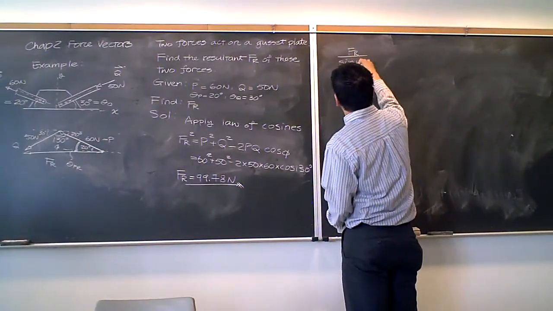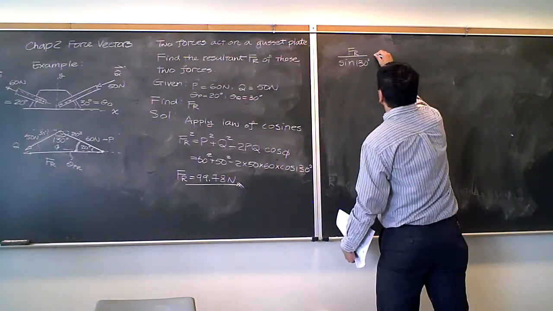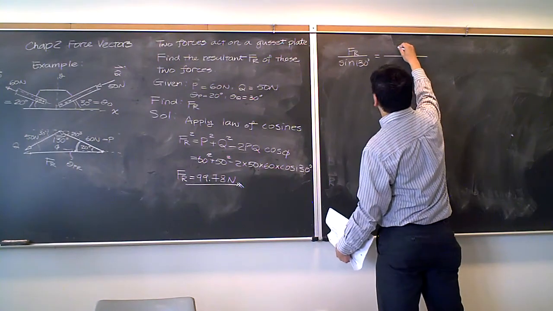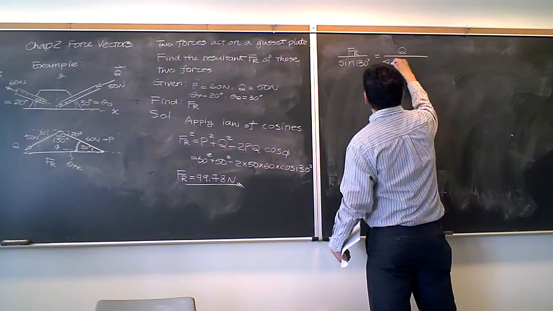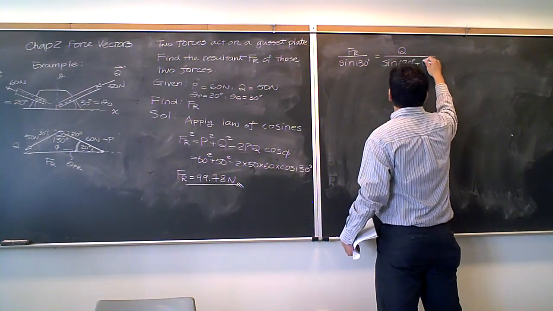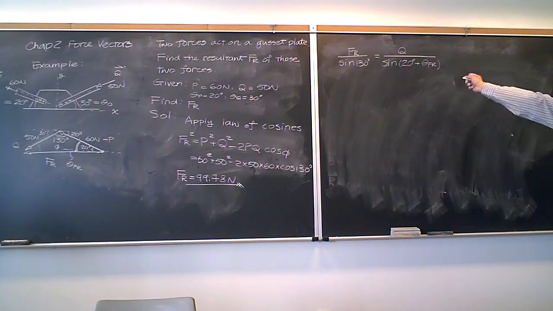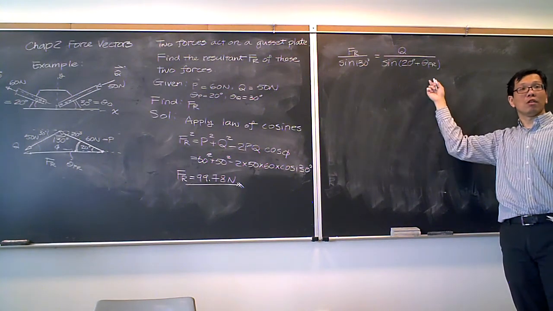Over sine 180 degrees, which is here, is going to be FR over sine 180 degrees, that is Q over sine of 20 degrees plus theta. Does that make sense to everybody? Does everybody understand what I'm trying to do? So this is the law of sines.